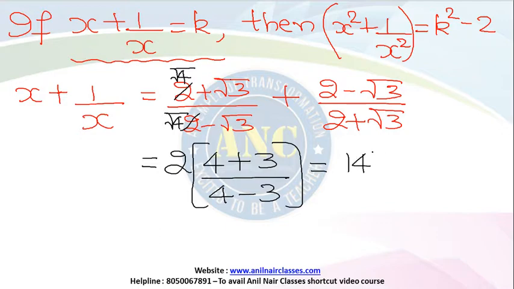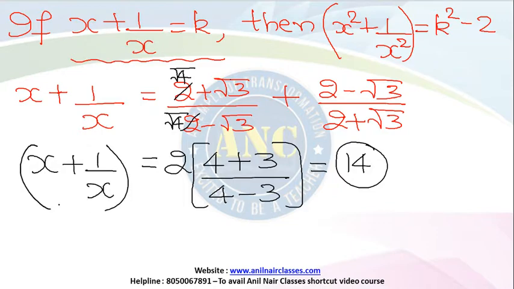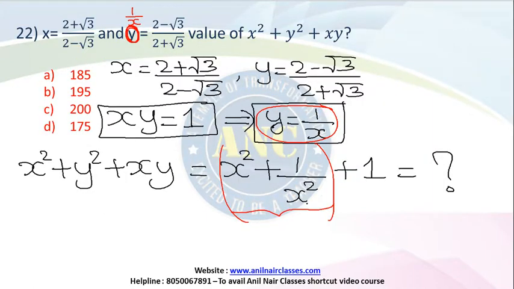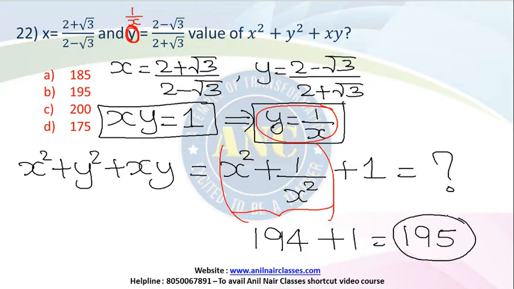14 divided by 1 is 14. That means x plus 1 by x, I know it as 14 right now. And whenever I know the x plus 1 by x value as 14, x square plus 1 by x square is 14 square, 196, minus 2. That means x square plus 1 by x square is 194. So my final answer will be 194, which is x square plus 1 by x square, plus 1. So the answer finally for this question is 195.